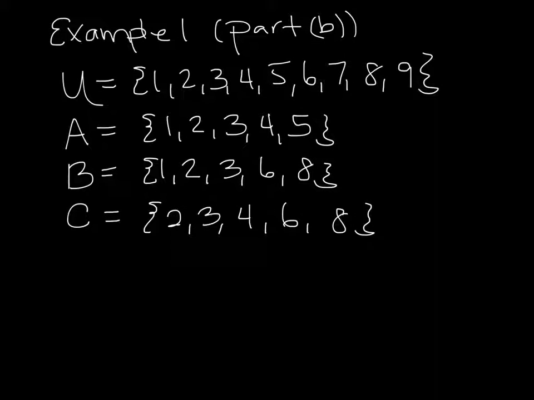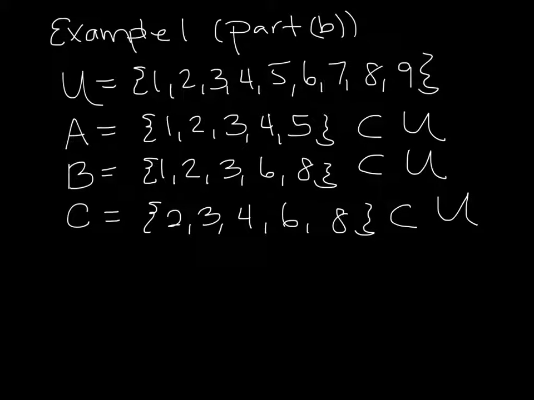Okay, let's continue example 1, part B. So notice we have the same universal set and the same 3 sets A, B, and C. Specifically, these are subsets. So we know A is a subset of the universal set, B is a subset of the universal set, and C is a subset of the universal set.